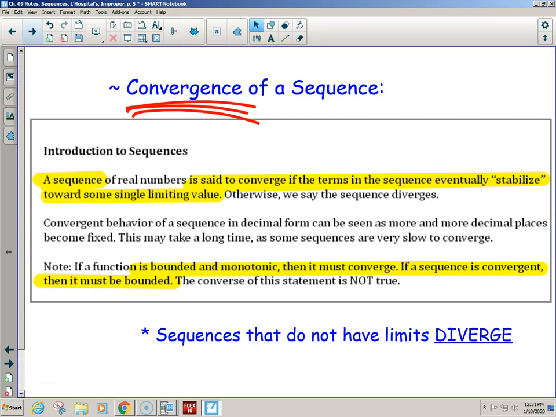Not series, because we need 2 chapters to figure out convergence of series. Bye guys, see you later.